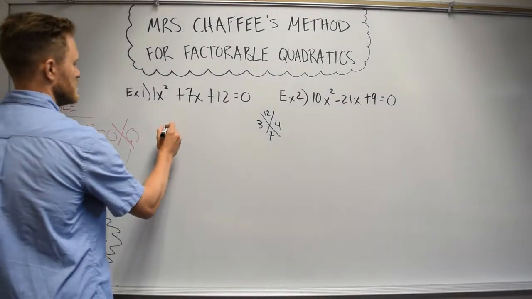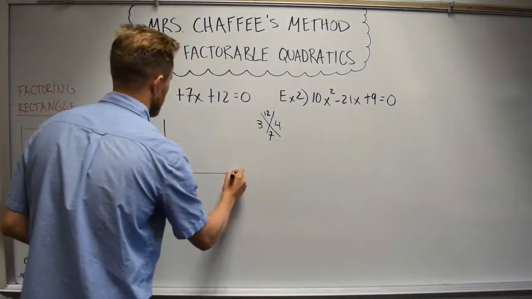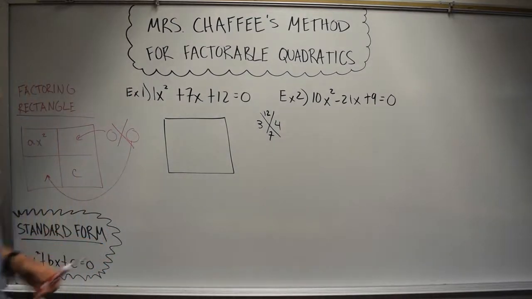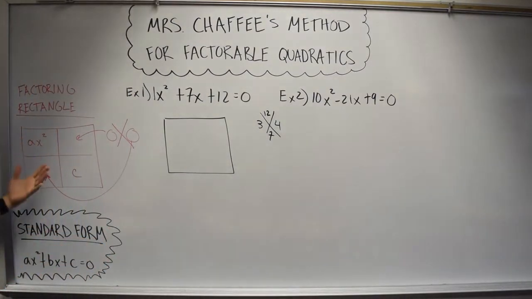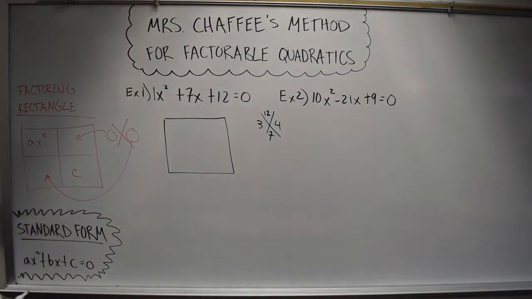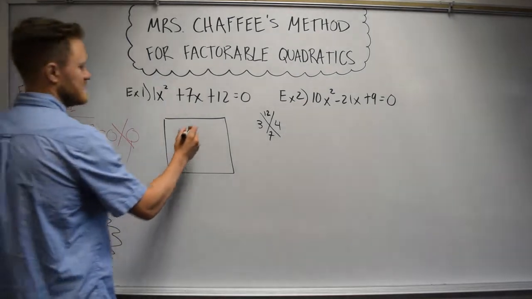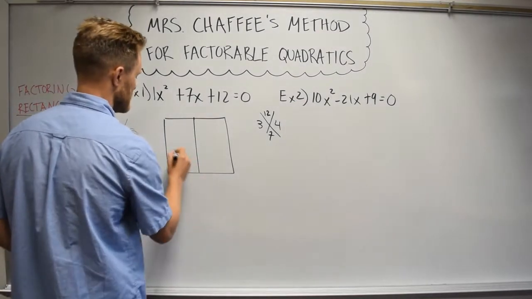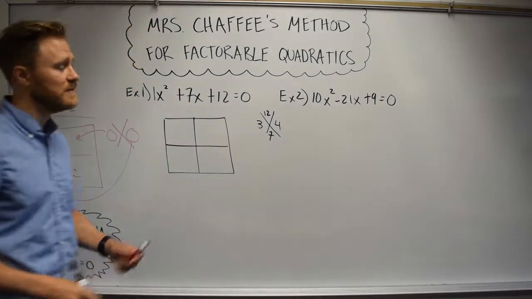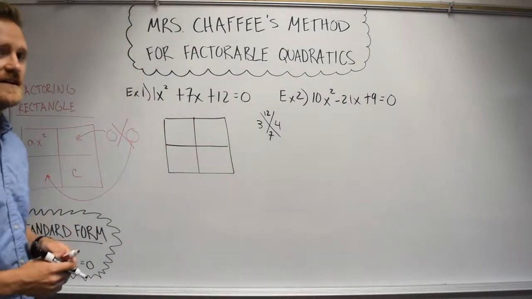Now we're going to draw a box. I've called this box the factoring rectangle. I just made that name up. I don't even know if there's a name for it. But this box is going to help us look at the structure of the multiplication of the two binomials that this is going to factor to.